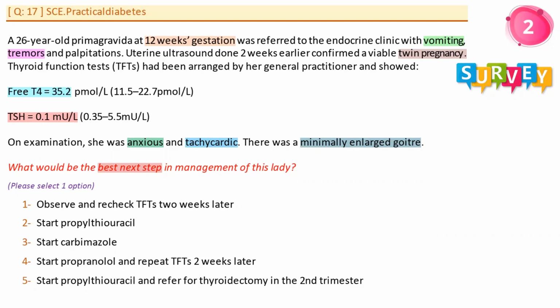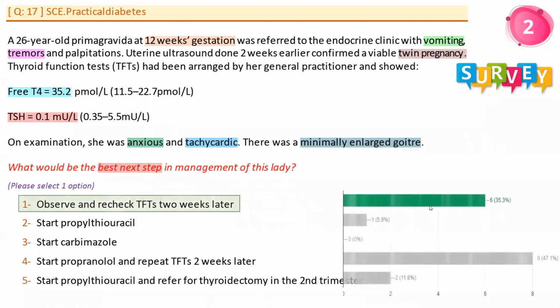Actually, don't forget, if you want to compare, an ACE inhibitor or RAS blockade ARBs is categorized as category C, but propylthiouracil is category D. So the risk of teratogenicity with propylthiouracil is more than the risk of teratogenicity with captopril. So if you want to start propylthiouracil, you should be 100% sure this is the indicated medication for this condition.